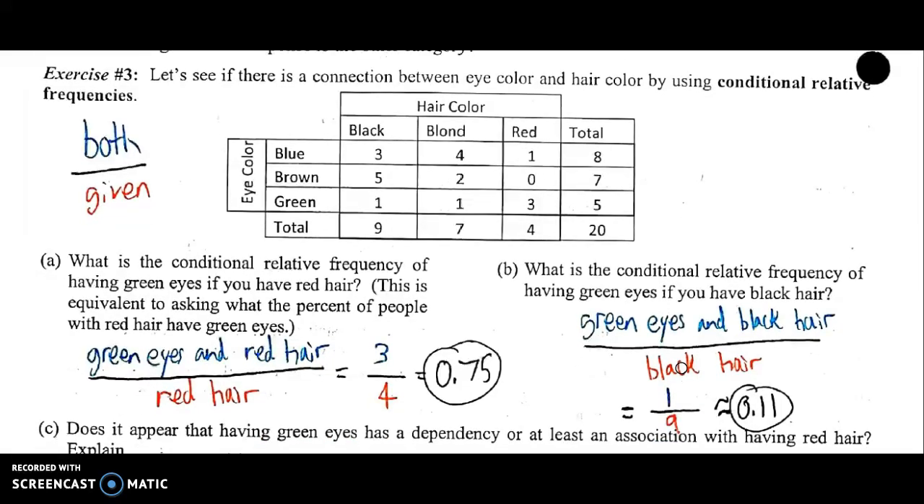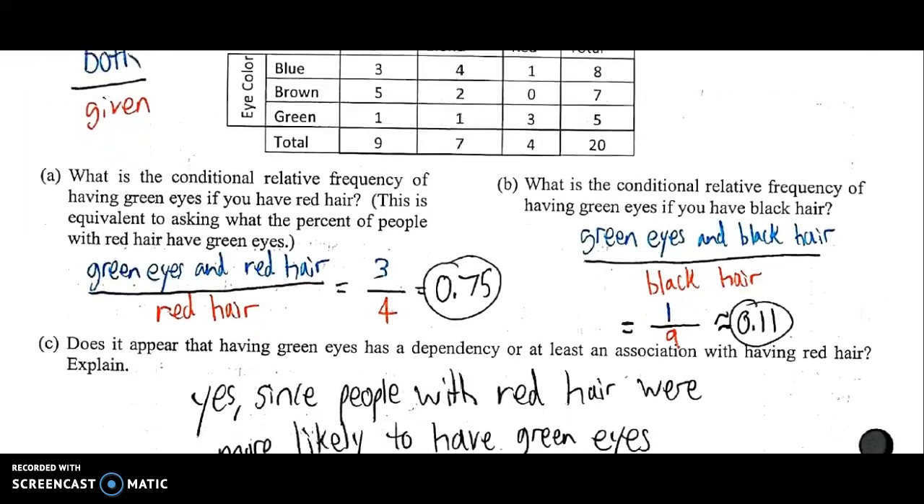I'm looking for the number of people with black hair. Again, from our table, there are 9 total people with black hair. If we want to see if they also have green eyes, that would be only 1 person out of those 9 that has green eyes and black hair. So if I use that as a fraction, 1 out of 9 for my frequency, that would be 0.11. So about 11% of people with black hair also have green eyes. So we can use that to answer a question about it.